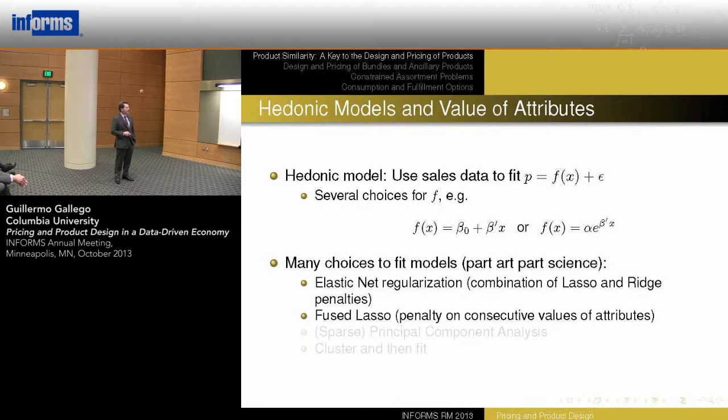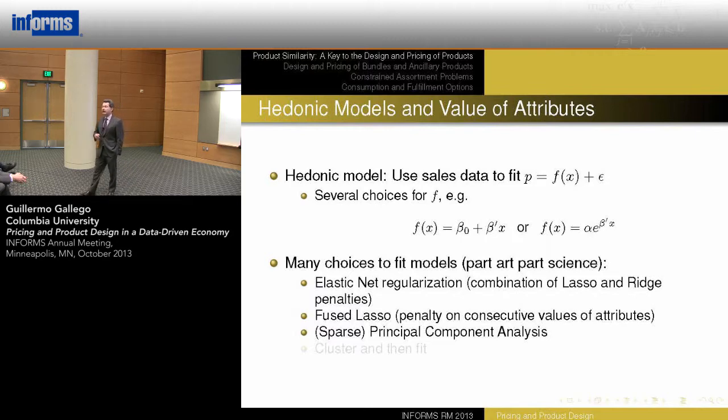You could use something like fused lasso, and in this case, when you have a series of attributes that are presumably increasing in quality, you want them to be monotone in price too, so you may want to bound the difference. You could find that there's massive multicollinearity and decide to work on the principal components, so you want to come up with a sparse principal component analysis.